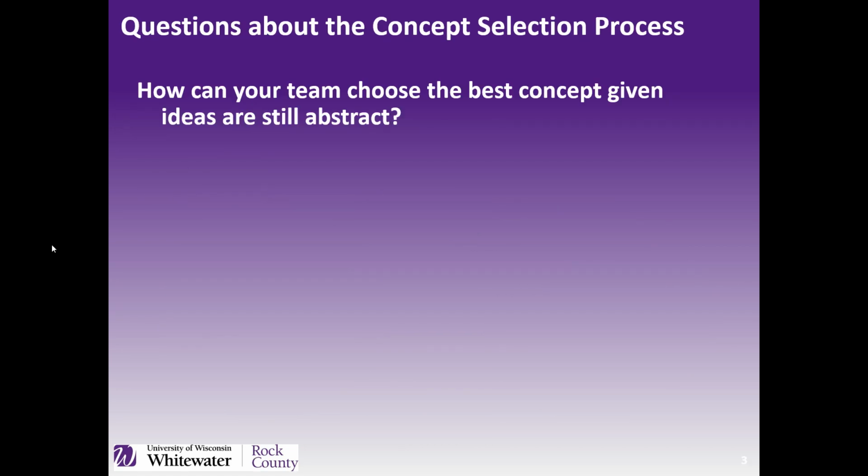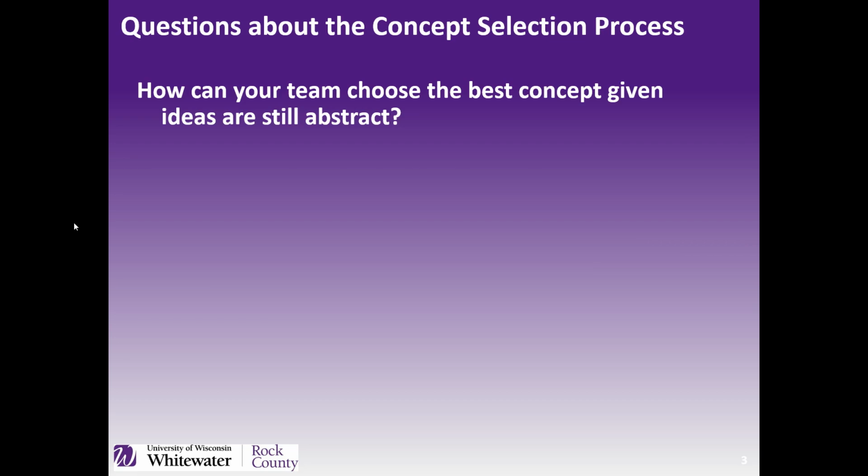There are different methods of doing this, right? But we want to pick one that your team can choose that is the best concept, given that the ideas are still abstract. How do we do that, right? I mean, we could just vote on it, I suppose, right?